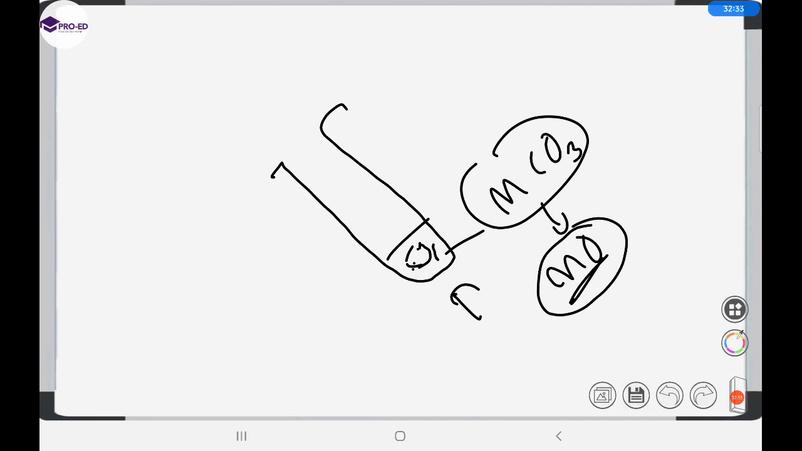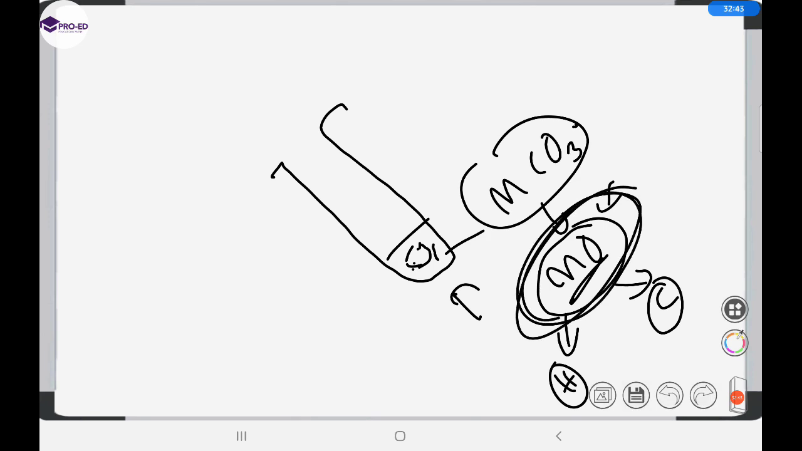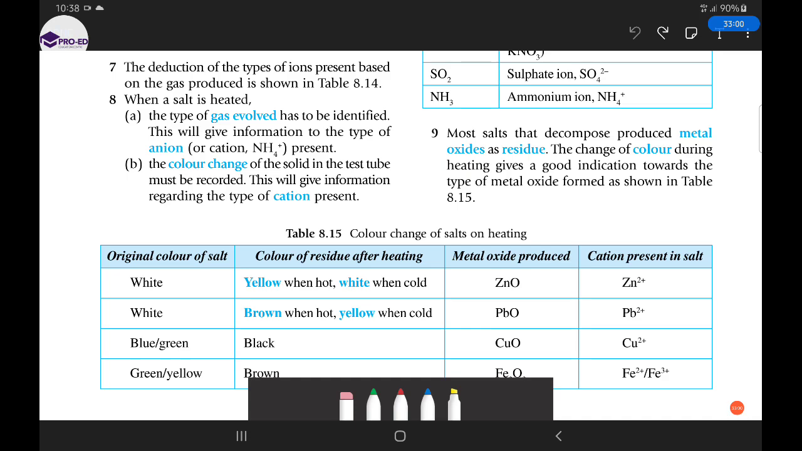Many students think it's the color of the original salt. Not really, right? Most of the time, after heating, a metal oxide is formed, and we're seeing the color of the metal oxide. When it is hot, the metal oxide might be one color, and as it cools down, it might change color. So it's all about the metal oxide after heating, the product that is formed. Do not get confused.